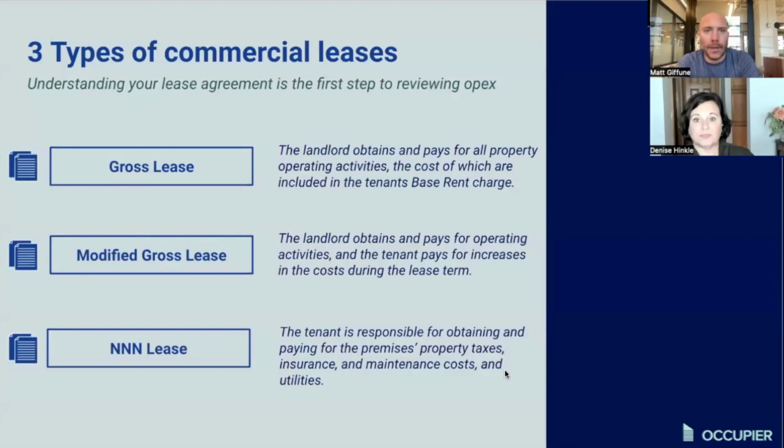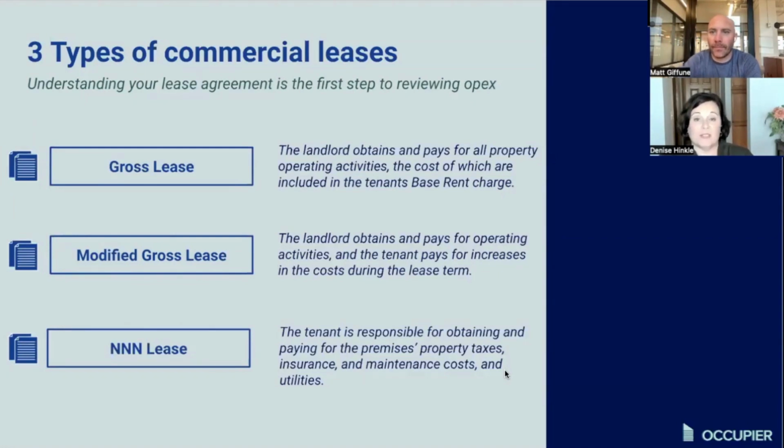For sure. All right. So let's jump into these lease structures. Obviously, this is part of the negotiation up front, but I would imagine that you get out of the fog of war of a lease negotiation, and you get into that first statement of CAM reconciliations. The first question you should ask yourself is, how is my lease structured, what do I owe, and what is the landlord responsible for? So walk us through these three most common types of commercial leases.